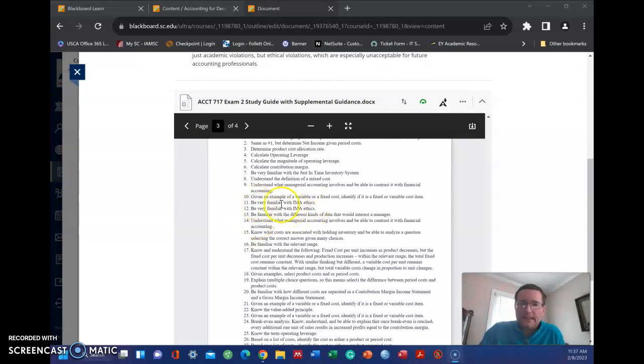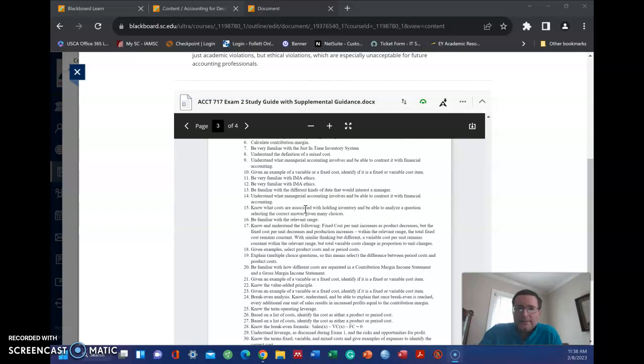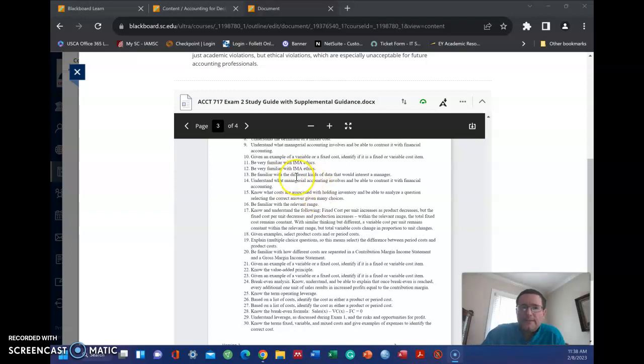I think I was saying that IMA ethics, you need to read those sections and thoroughly know them. You get one page notes too, right? So be familiar with the kind of data that would interest a manager. Read that part of the chapter. Be familiar with it. Refer to the table in chapter 9 I referred to.